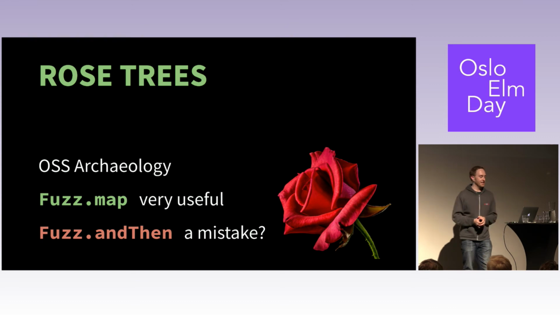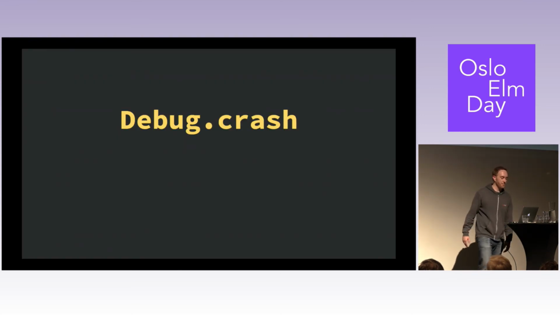We kind of got excited and just threw it in there because we could once we had the rows trees. But fuzz.map, very, very useful. That's an extremely useful combinator, and nobody has any interest in taking that out.